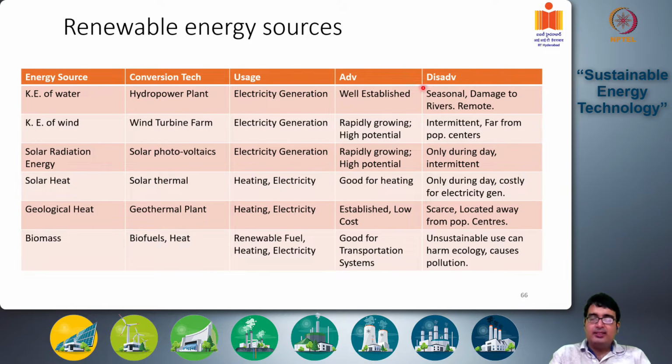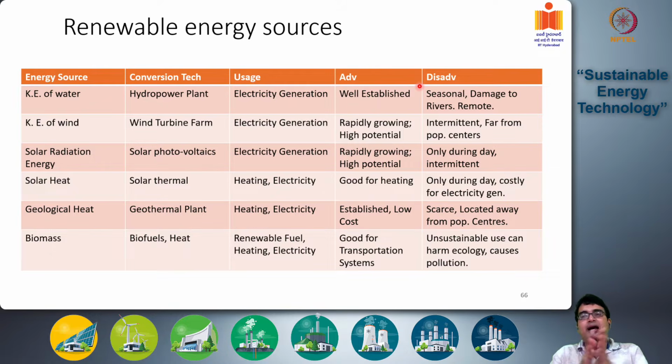The disadvantage is there are sustainability issues with hydroelectric power plants that we will discuss later. Firstly, it's seasonal. During the dry season, the river dries up its flow. So very little electricity is generated during the summer times or in the winter times when there is no flow at all. So it's a seasonal source of electricity.